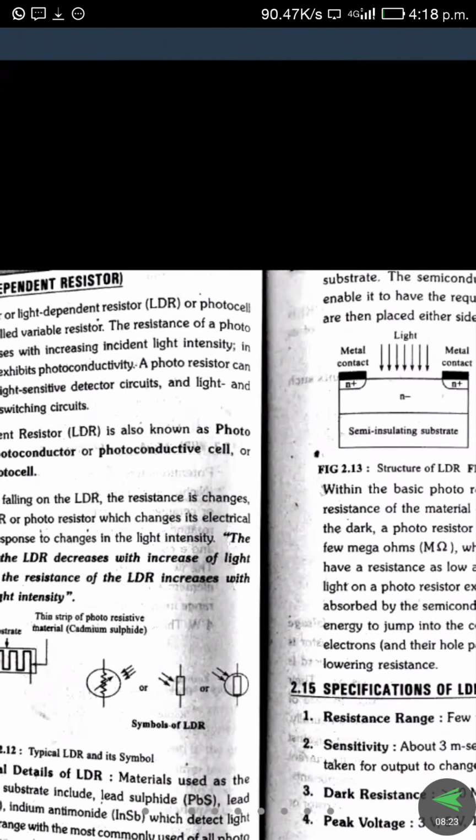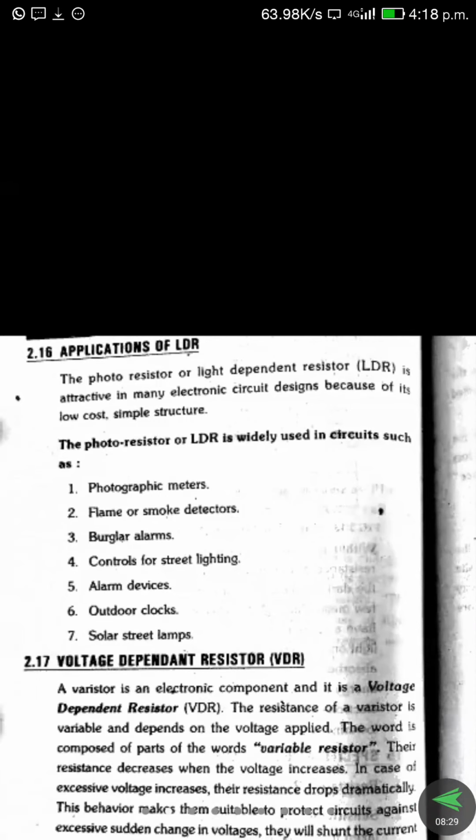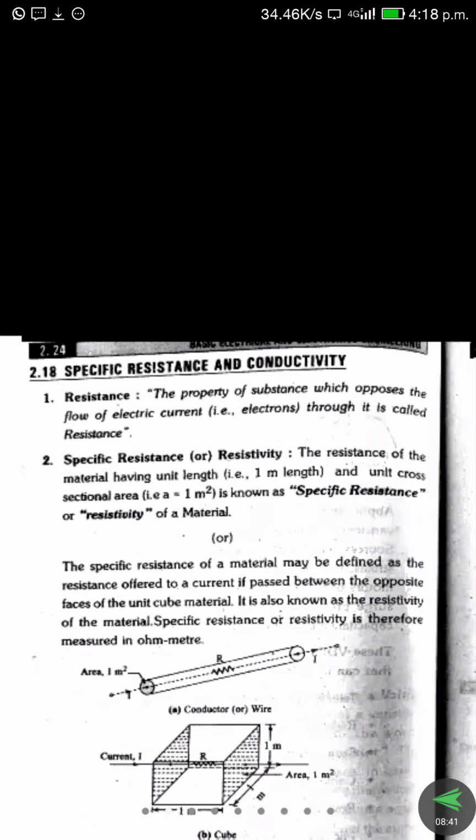Next, specifications are also mentioned, and applications are also given. VDR, voltage dependent resistor, is similar to the LDR. Here it is intensity, here it is voltage. So the applied voltage changes, and according to that, the resistance value also changes.